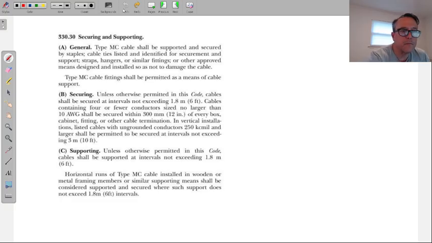So securing and supporting, first thing I want to point out is that these are two different things. All right, securing happens, if you want to write this, you don't have to, but just something to know, whenever you're going into a box or you're leaving a box. That's when you have to secure. It's just that the code book's making a distinction between the two, so we should also.